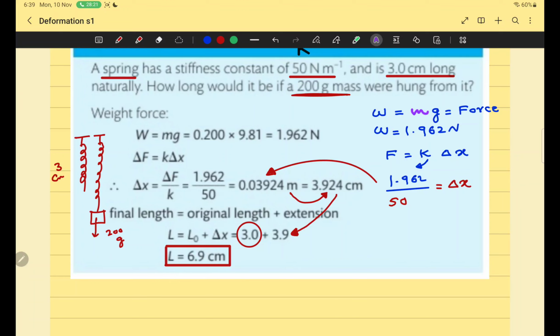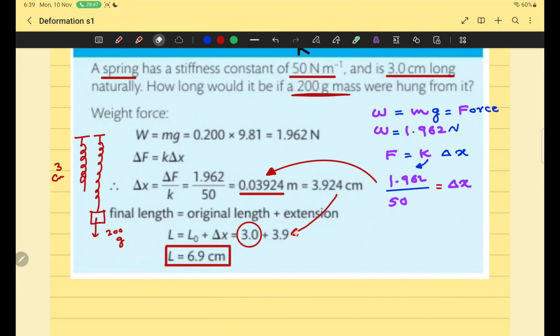So beta, we should convert mass into weight because weight is force. So W is equal to mg, it will be weight. Weight is 1.962. It is force or weight. So force is 1.962, K is given, so it is divided. So the extension is 0.0392.